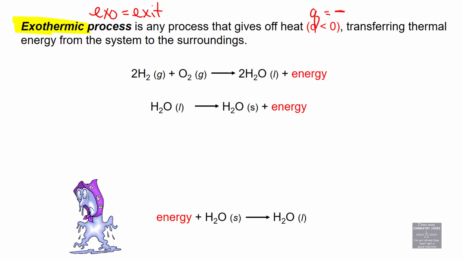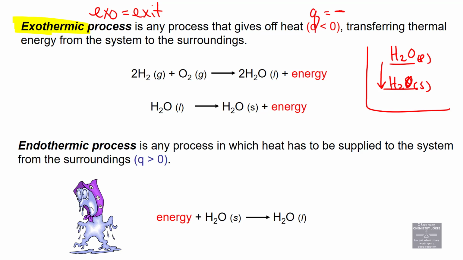This next reaction, this is liquid water becoming solid. That's freezing. Liquid water becoming ice. In order for liquid water to become ice, energy must exit the system. Liquid water is at a higher energy shelf. We're going to talk about enthalpy plots quite a bit, but liquid water is at a higher energy shelf than solid water. Energy must exit to go from a higher shelf to a lower shelf. Exothermic. Endothermic is the opposite. It's a positive delta H.